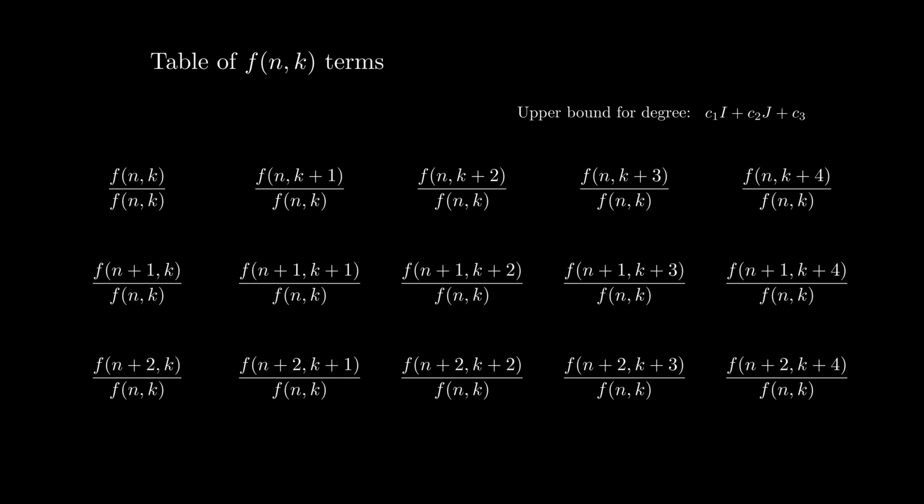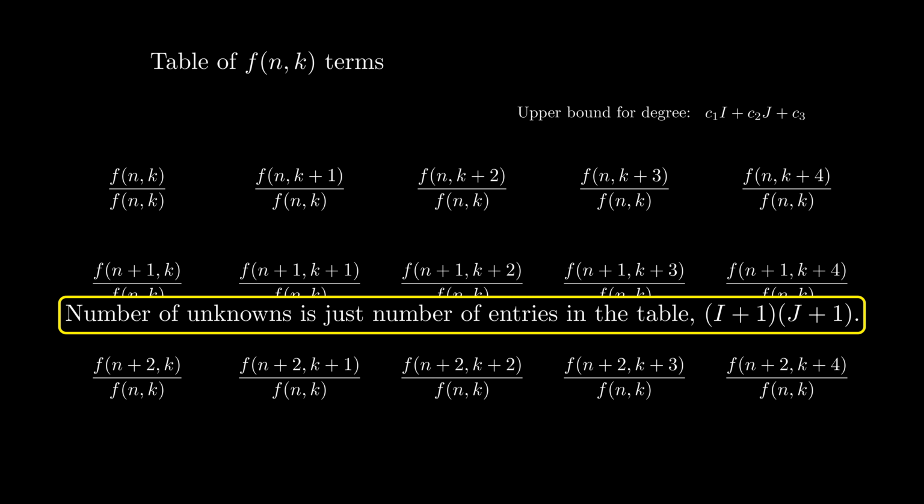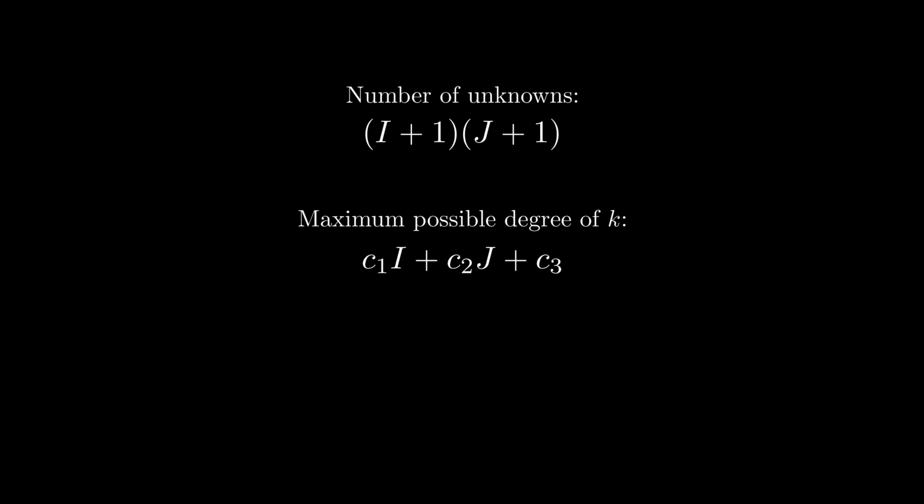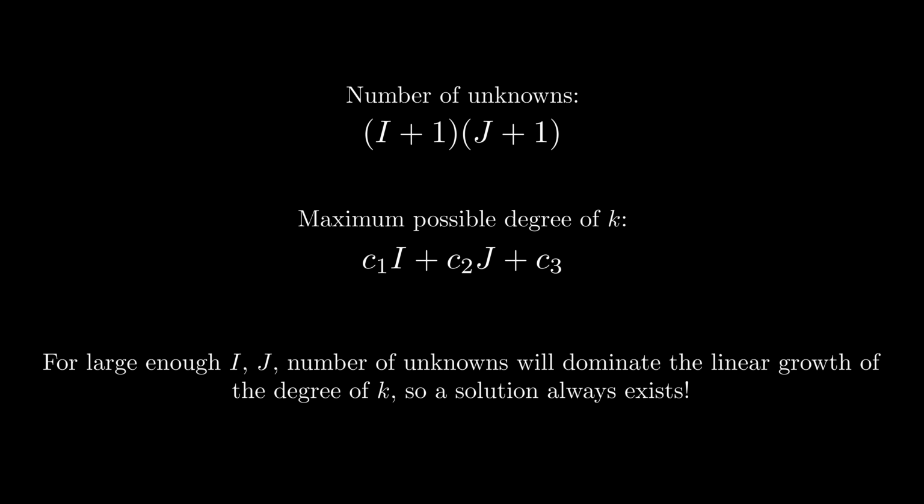Now to answer the other question we need. How many unknowns are there? This one is much simpler, as we can clearly see that this is just the number of ratios in the table, the number of unknowns, the alpha coefficients, which is just i plus 1 times j plus 1. Notice that because there is an i times j term in the number of unknowns, it will eventually dominate and grow faster than the linear terms that describe the degree of k, guaranteeing that eventually the number of unknowns will exceed the number of equations, and the fundamental theorem is now proved.